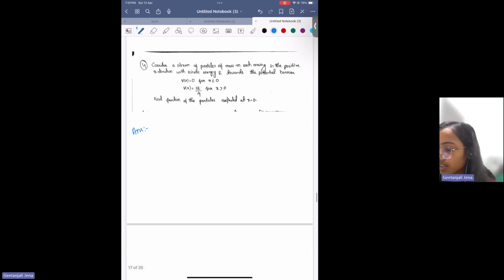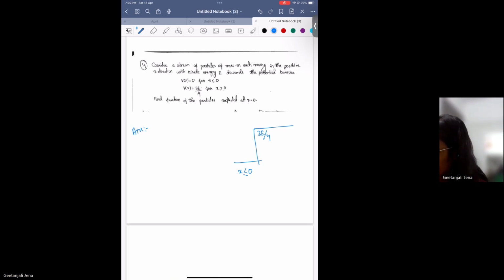So the question is: consider a stream of particles of mass m, each moving in the positive x direction with kinetic energy E towards a potential barrier. Let us first draw the potential barrier. It is 0 for x less than or equal to 0 and it is 3E/4 for x greater than 0. This is x and this is V of x.